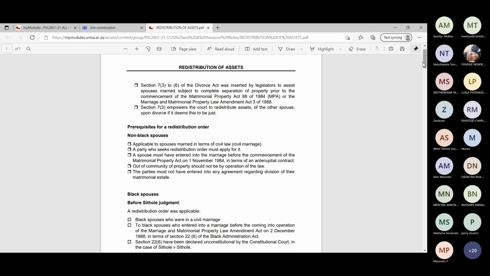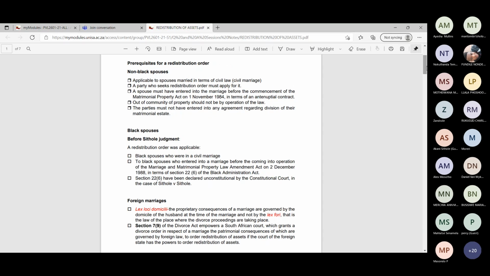This is for non-blacks. For black individuals, recently there was a Constitutional Court judgment which has changed the position regarding black people. But before the Constitutional Court case, in the case of Sithole versus Sithole, the law stated that black individuals who entered into a marriage which was out of community of property, and that marriage was entered into before coming into operation of the Marriage and Matrimonial Property Act, which came into operation on the 2nd of December 1988, should have gotten married in terms of Section 22, subsection 6 of the Black Administration Act.